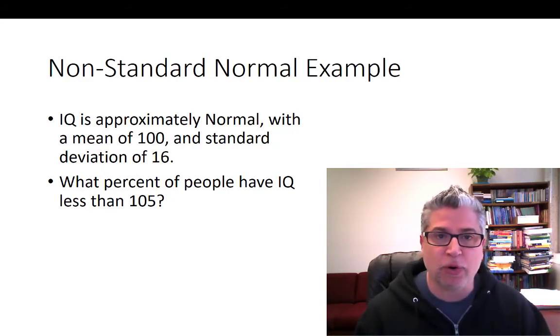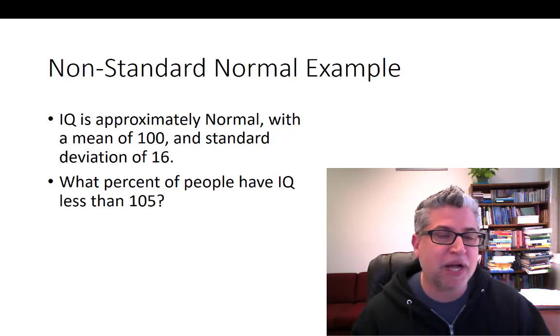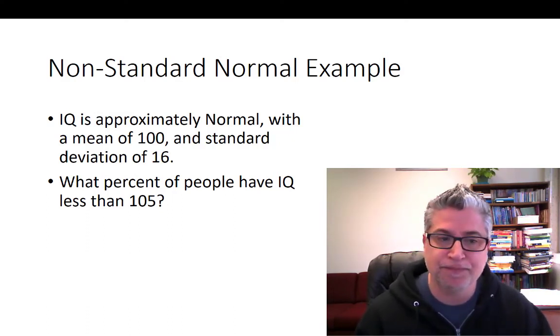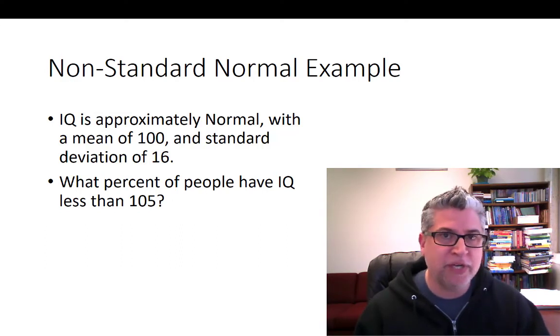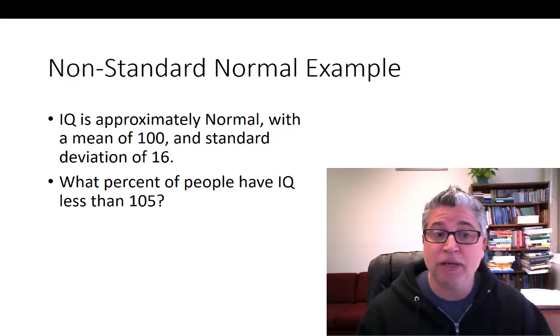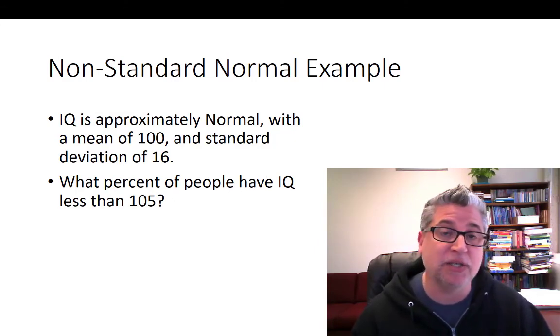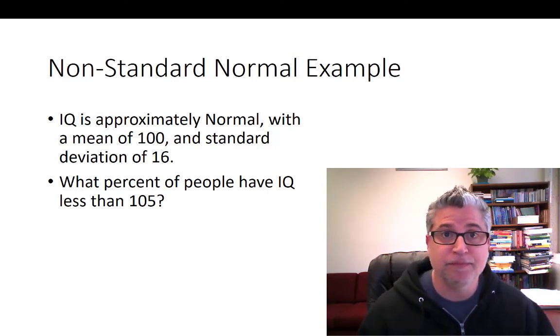So here's a standard one. IQ is distributed normally, or at least it's believed to be. It's measured so that its mean is set at 100, and the standard deviation of IQ is approximately 16, maybe 15 or 16. We'll go with 16 right now. So you've been told that it's normal, you've been given the mean and the standard deviation. That's all you need to be able to answer any question about that distribution. For example, a question like, what percent of people have an IQ less than 105?